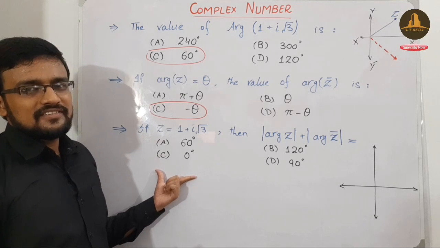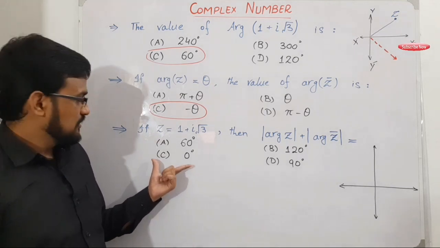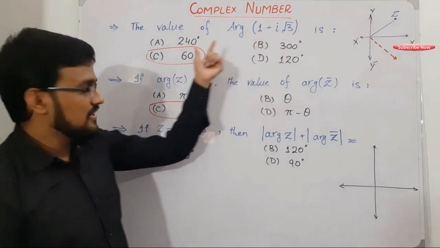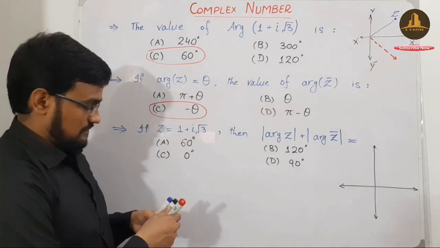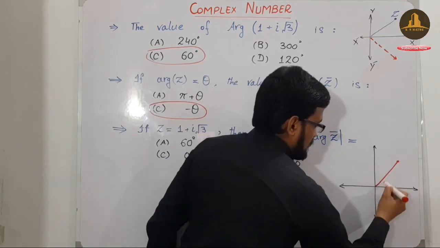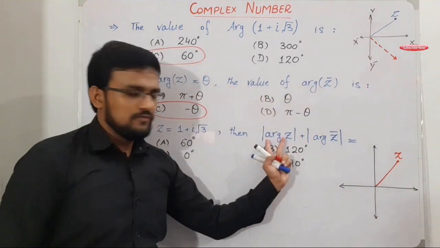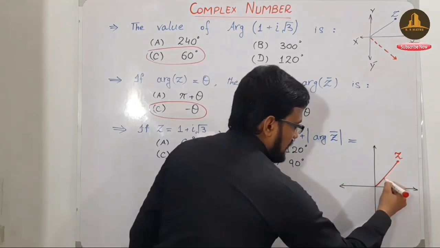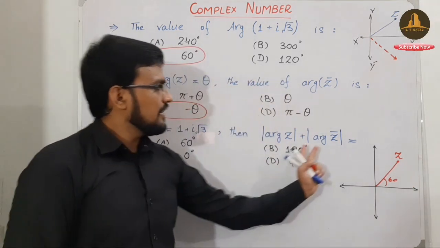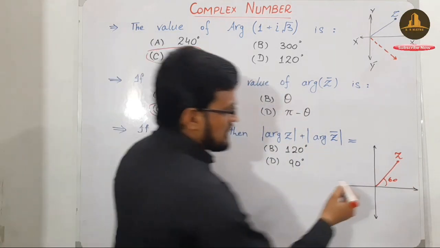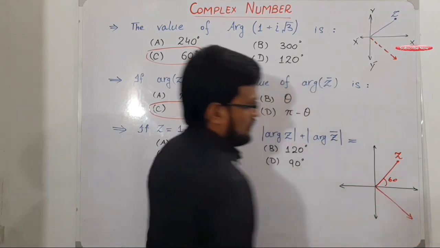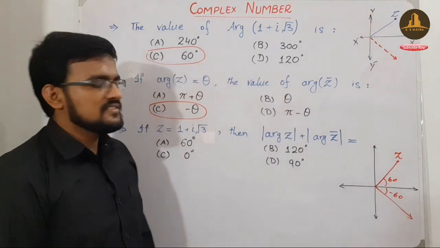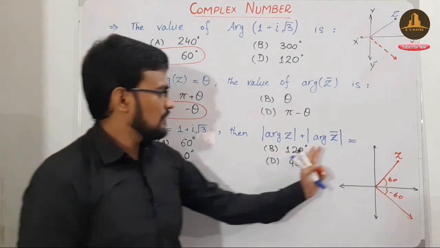and this is the most important. Z is 1 plus square root 3 iota, from here the argument is 60 degrees. Students, focus on this MCQ. Argument of z is 60 degrees here, and again the argument of the conjugate. Conjugate means here it is minus 60, a negative angle due to conjugate.